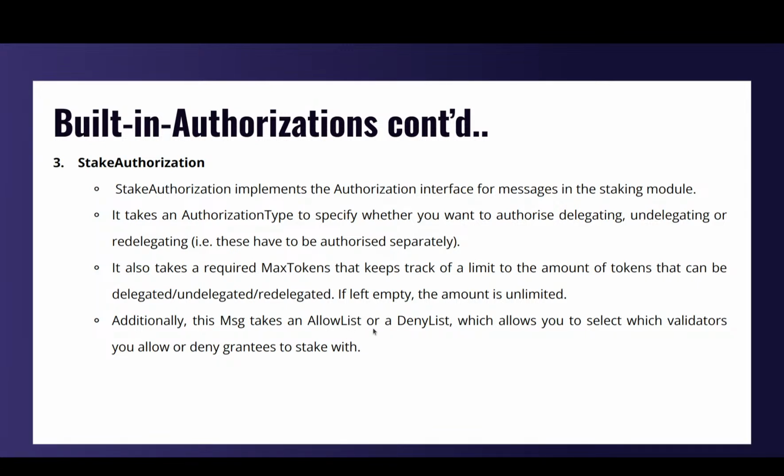In that allow list, let's say I want the grantee to only delegate to 3 validators. I'll provide those 3 validator addresses in the allow list. In that case, the grantee can only delegate to the validators mentioned in the allow list. Similarly, with a deny list, we can restrict the grantee from delegating to the validators present in the deny list. That's about stake authorization.